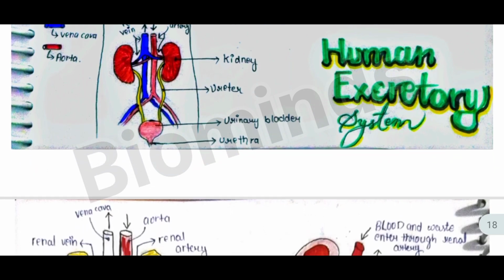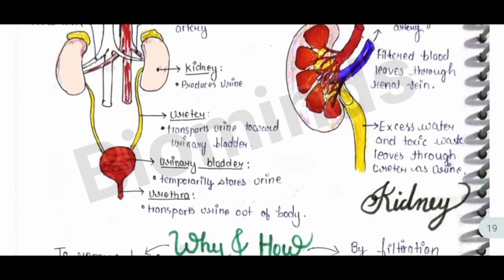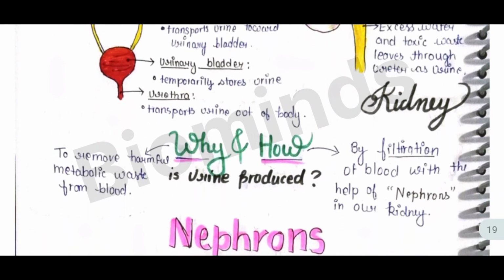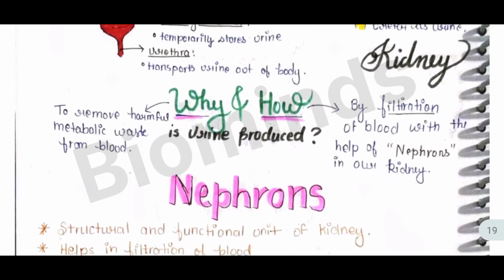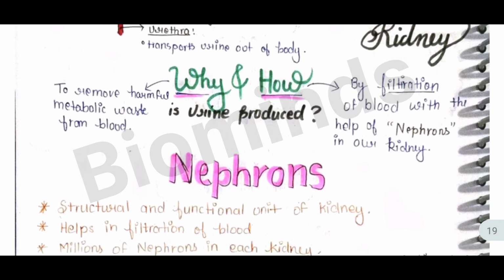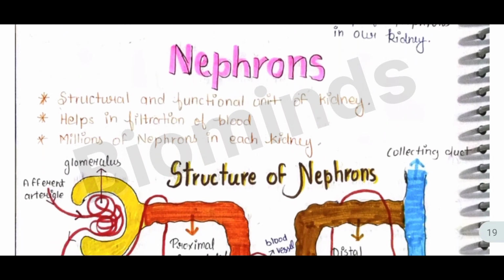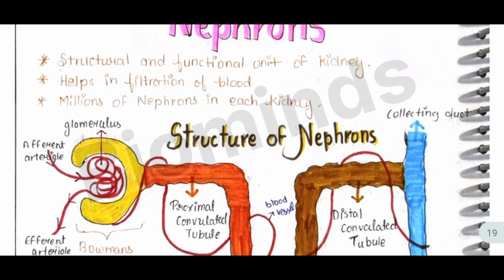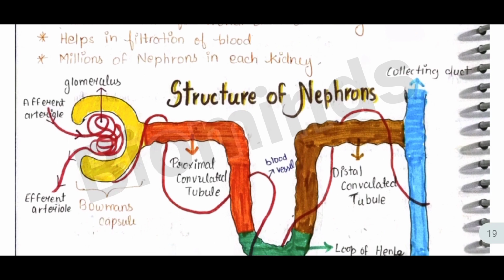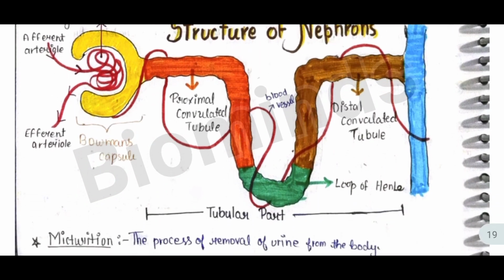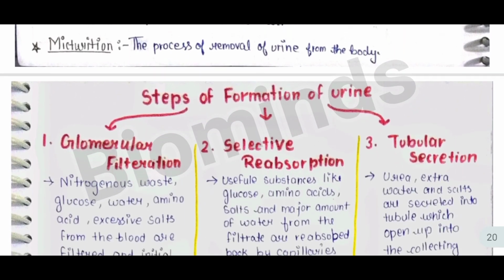Then, the structure of the human excretory system, that is the kidney. And you know why and how urine is produced. Urine is produced because it removes harmful metabolic waste from the blood. It happens by filtration of blood with the help of the nephrons in our kidney. The nephrons are the structural and functional unit of the kidney, and they help in the filtration of blood. There are millions of nephrons in each kidney. Then, the structure of the nephron. And micturition is the process of removal of urine from the body.